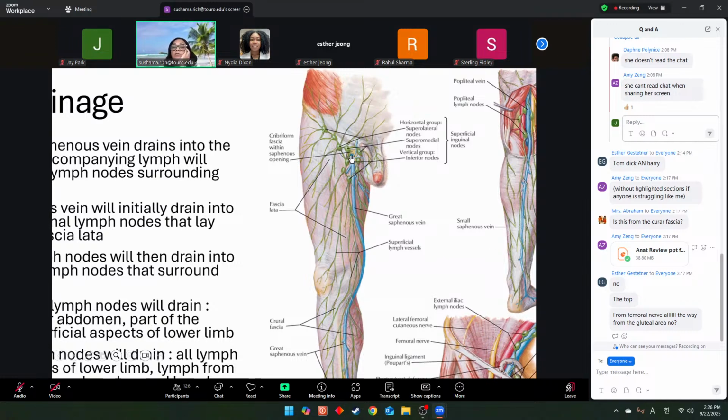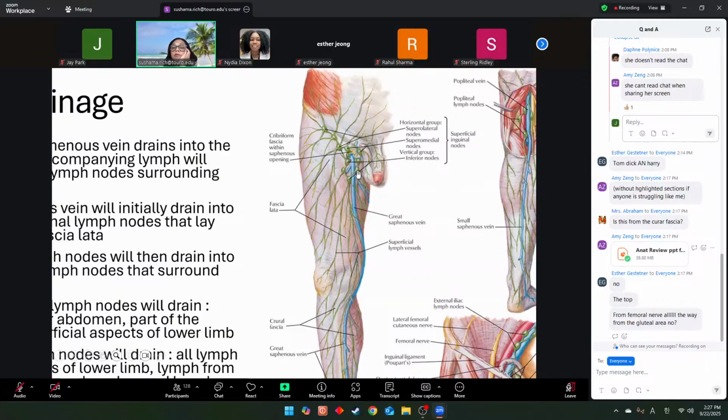It's going to end into the femoral vein. It's going to drain into the femoral vein. So as it's going to drain into the femoral vein, along its proximal end, this is where the lymph nodes are found. These lymph nodes are called vertical group of lymph nodes.